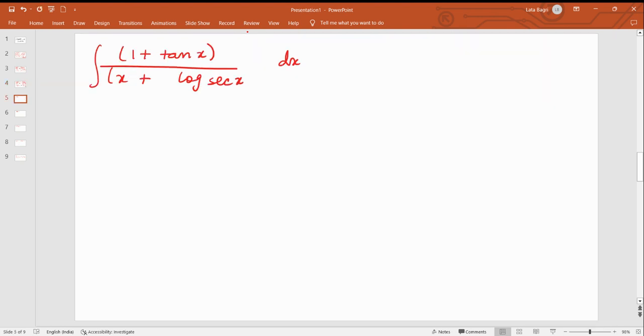Next question is this one. Okay, 1 plus tan x and this. Now, in these kinds of sums, always take the denominator as t. Okay, t or any other letter you can take, but always take that, especially when you see that the differentiation of the denominator is the numerator. So if I differentiate x plus log sec x, I will actually get this 1 plus tan x. So see, t equals x plus log sec x.